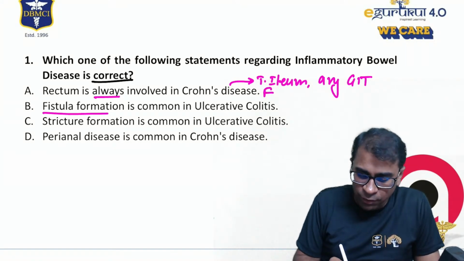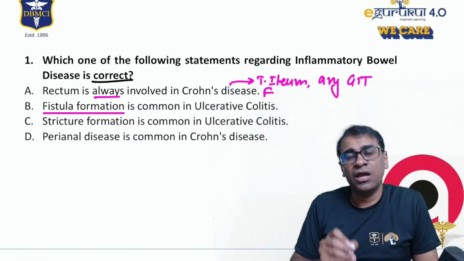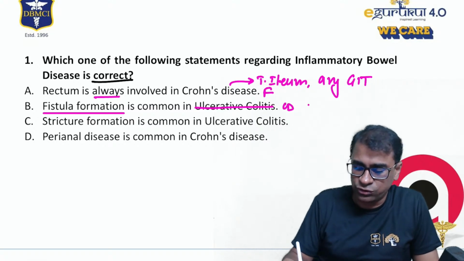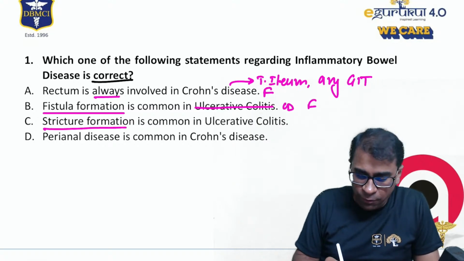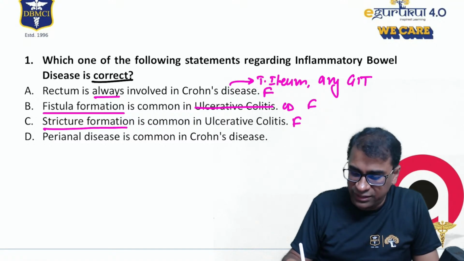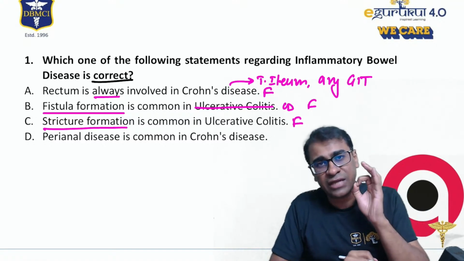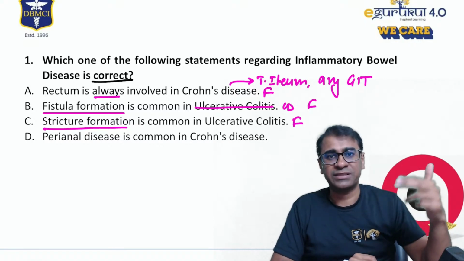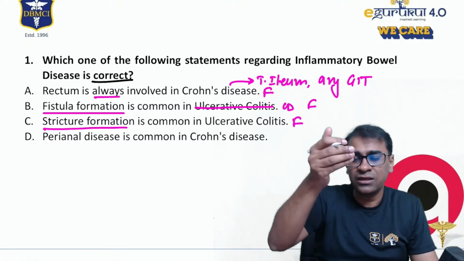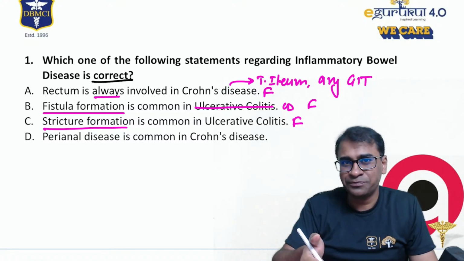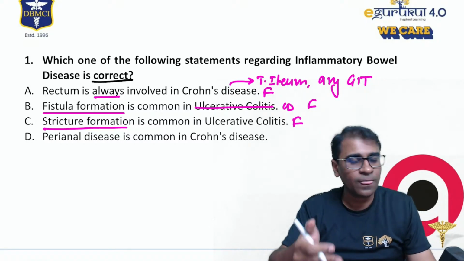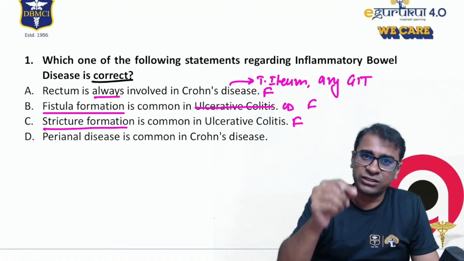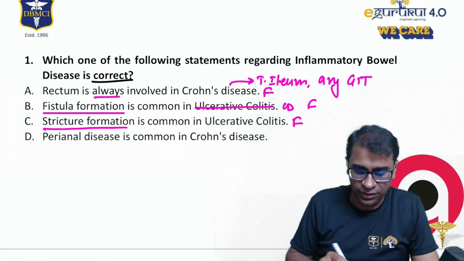Fistula formation is in ulcerative colitis. Look, fistula, perforation, stricture, fibrosis, all of them are seen in Crohn's disease. This also becomes a false statement. Stricture formation is common in ulcerative colitis. No, again it's a false statement. Again I repeat, because ulcerative colitis has superficial involvement, it will only show ulcers, large broad based ulcers, whereas Crohn's disease is full thickness involvement, and hence it shows ulcer, fissure, fistula, perforation, stricture, everything in Crohn's disease only.